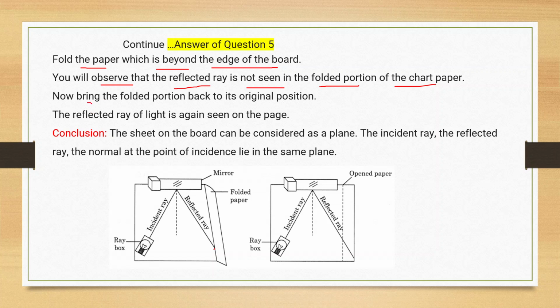Now bring the folded portion back to its original position. ये इसको वापस आप खोल दीजिए, इसको आपने फोल्ड किया है. Okay. The reflected ray of light is again seen on the page. अब आपको ये reflected ray यहाँ पर नजर आ रही है. इसका मतलब we can conclude the sheet on the board can be considered as a plane. So the incident ray, the reflected ray, the normal at the point of incidence lie in the same plane.